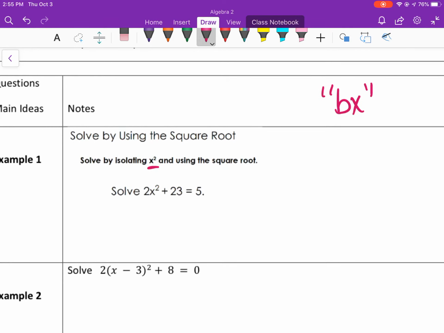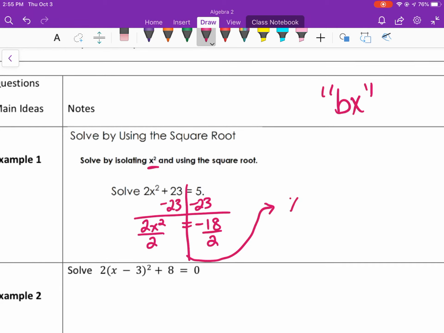So you need to get the x by itself first. So you're going to start here by subtracting 23 on both sides. You get 2x squared equals, let's see, negative 18. Divide by 2 on both sides. Bring this over here. I'm going to run out of room. I'm going to get x squared equals negative 9.